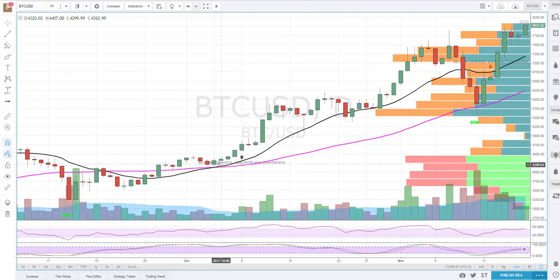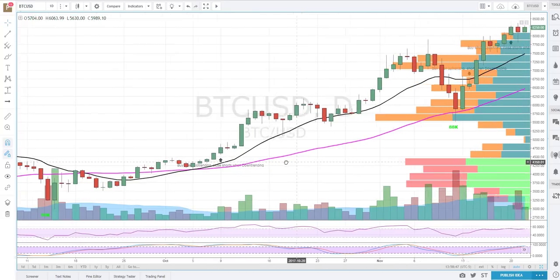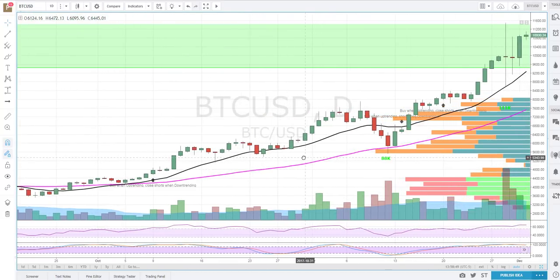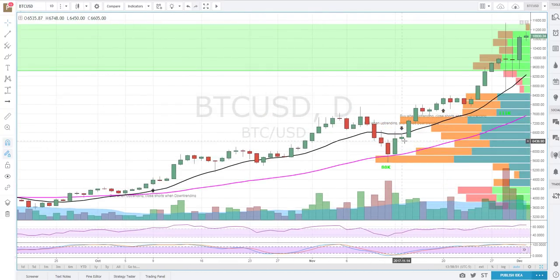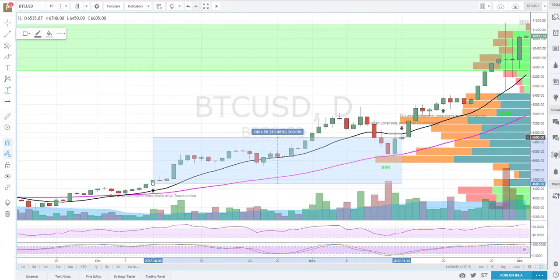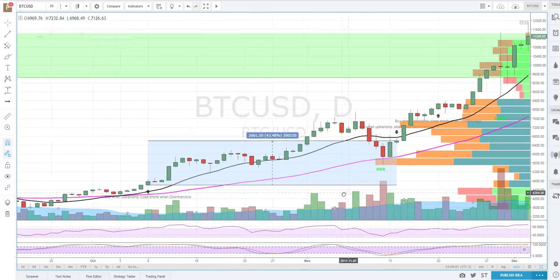So here we have price moving back up, and we get another buy signal. It says buy in an uptrend, and that takes us up all the way over here. Again, that's a 43% move. If you were to trail your stop, you could probably eke out some more gains there.